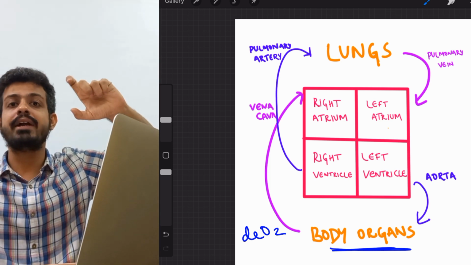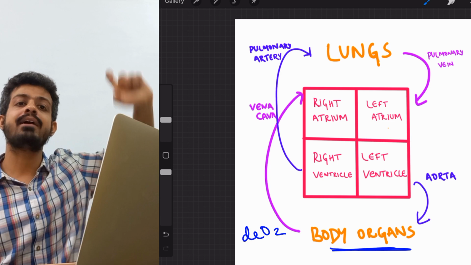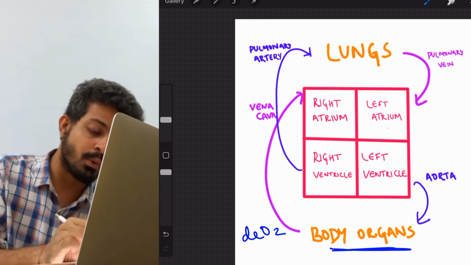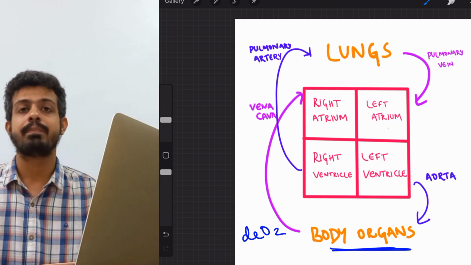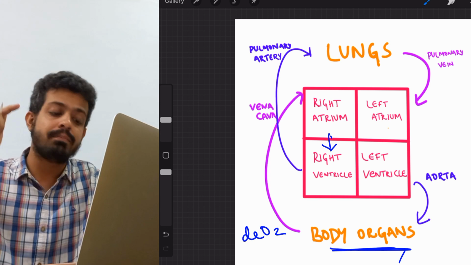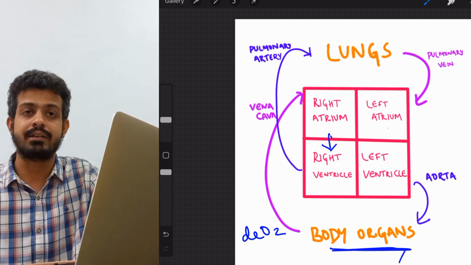This is where the blood goes from the heart and back to the heart, in the right atrium. After the right atrium, the blood goes into the right ventricle. After the right ventricle, the blood again goes back to the lungs.